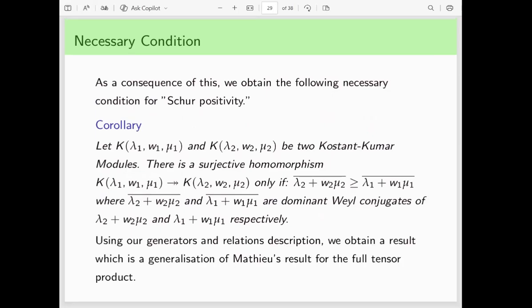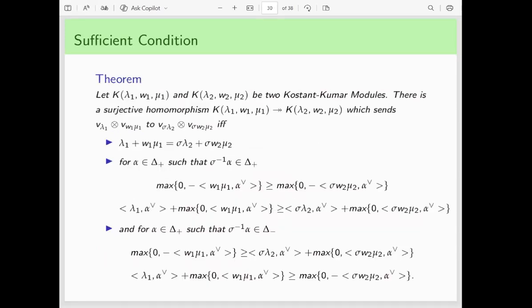So using our generators and relations description, we have a Schur positivity result, which is a generalization of Mathieu's result for the full tensor product. It gives conditions for when there will be surjective homomorphisms between these two Kostant-Kumar modules, but special kinds of homomorphisms which send this generating vector to a generating vector of this kind. These conditions just correspond to saying that the annihilator of one vector should be contained inside the annihilator of the second vector in U(G). And this is how we recover these conditions.